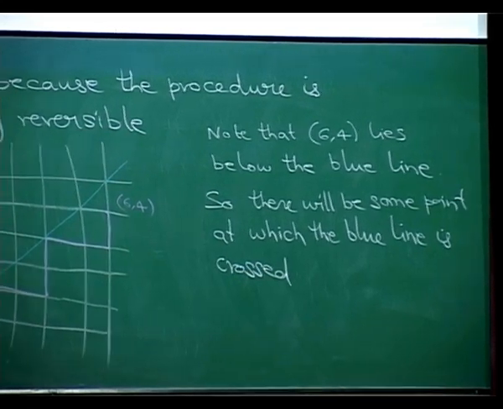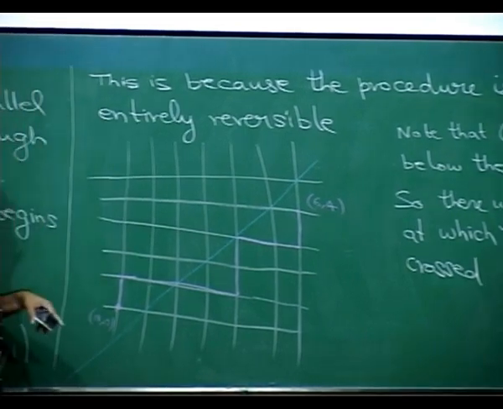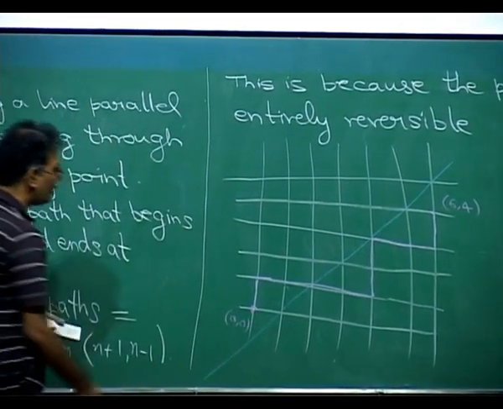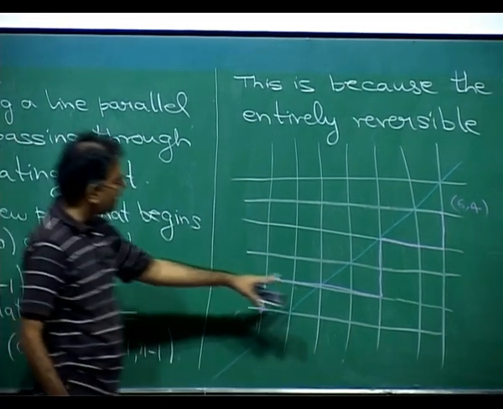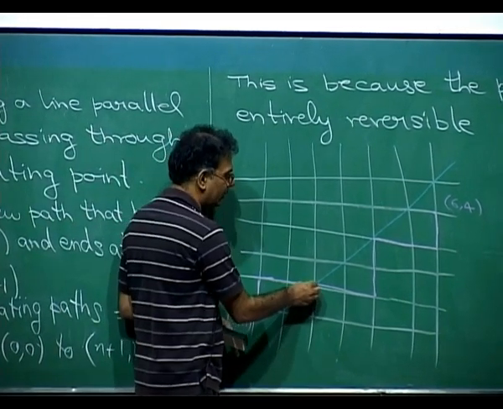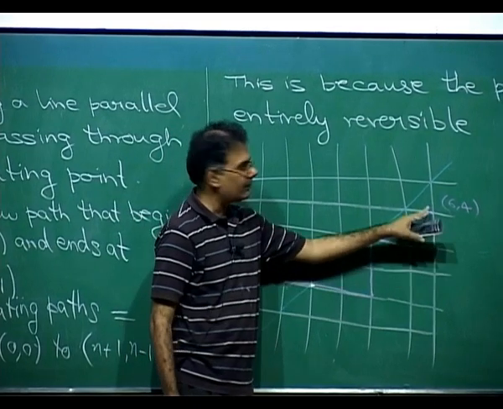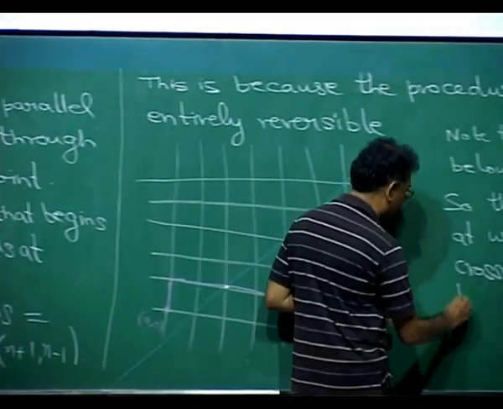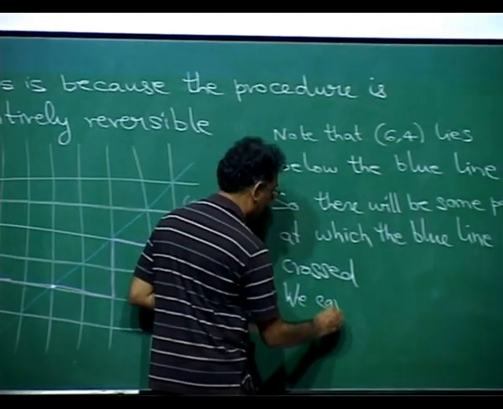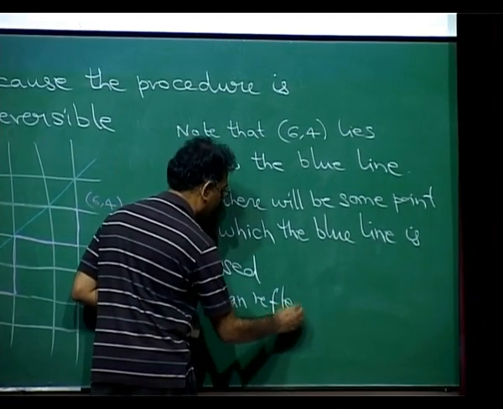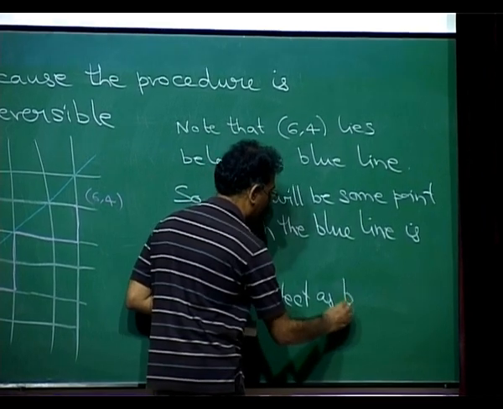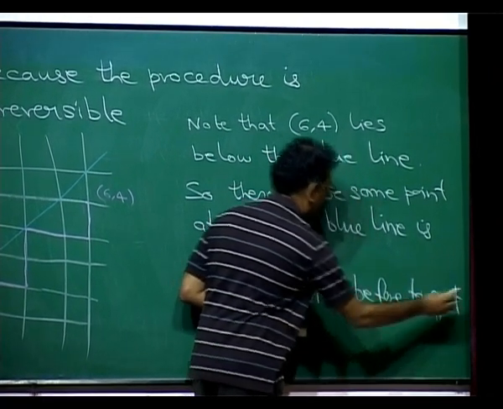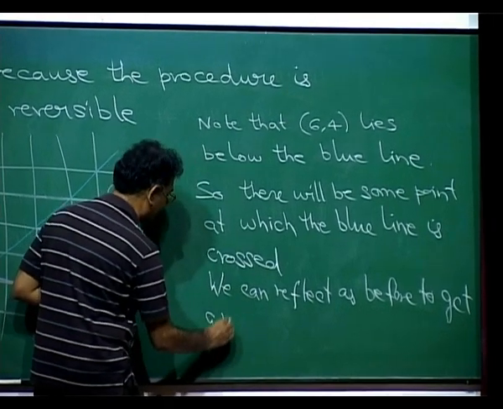Since 0, 0 lies above and this ending point lies below, this path has to cross it at some point. Once you know it crosses it at some point, you can reflect. You can take the point at which it crosses and reflect the rest of this path above, about that same line. So we can reflect as before to get a violating path.